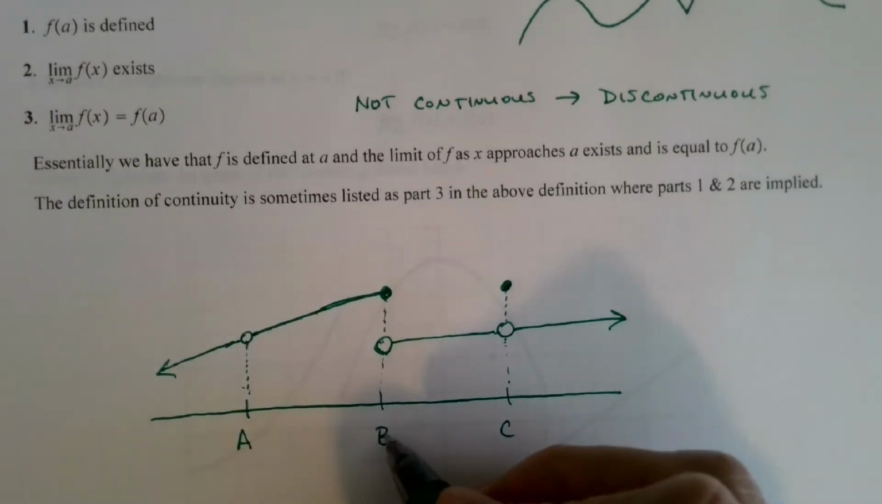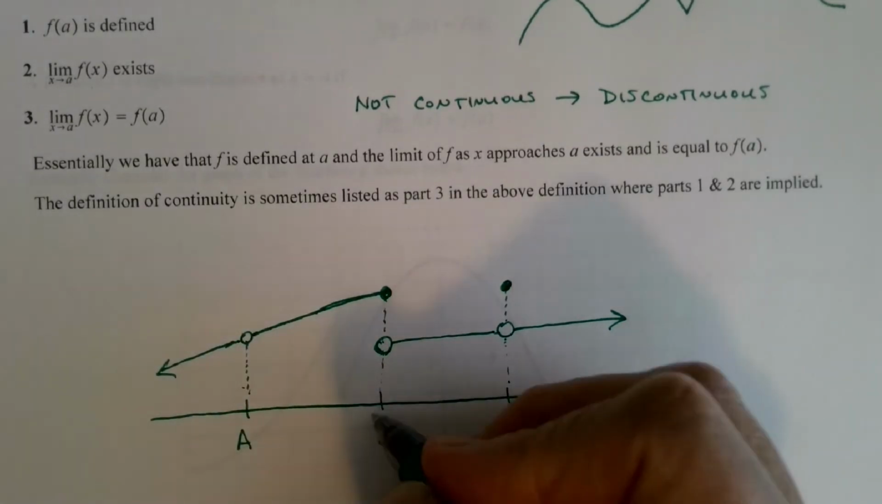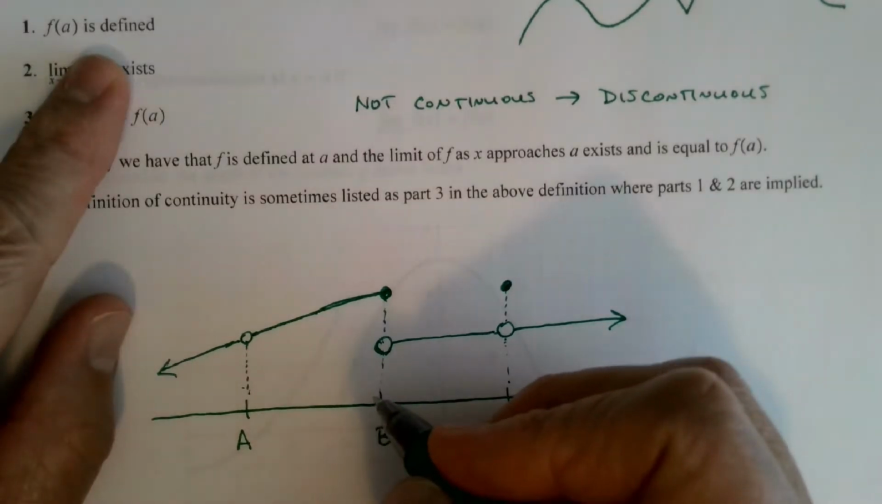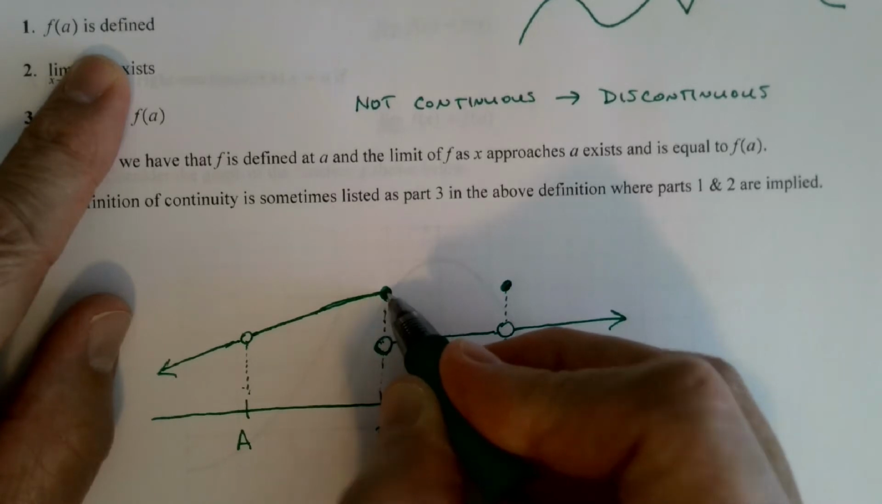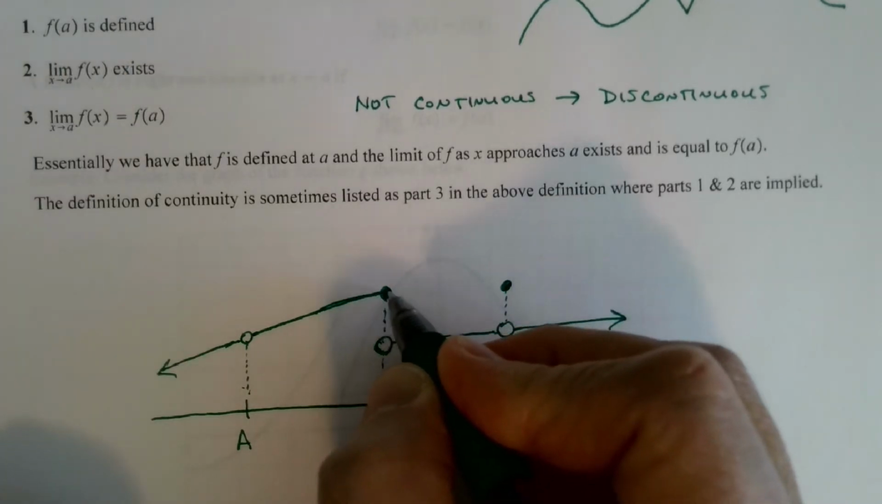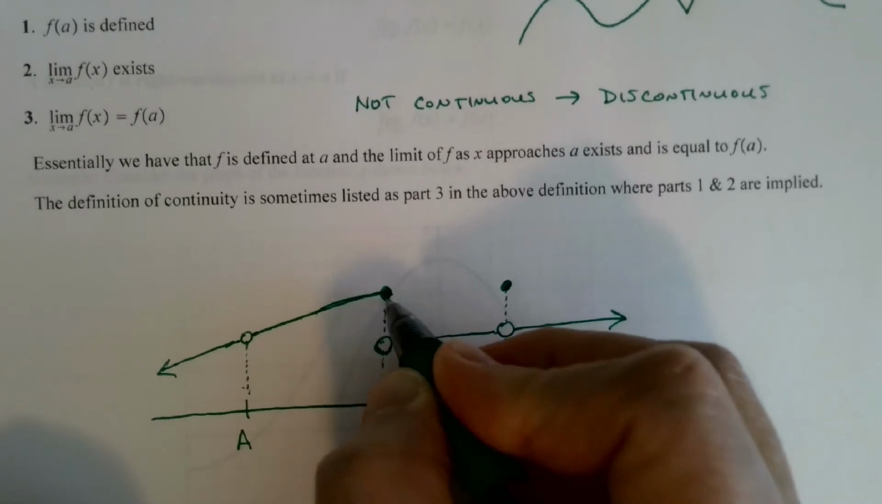It's also not continuous at b. Now the value of the function does exist at b, so we do have the function defined. If I plug in, what's the output going to be? The y coordinate of this hole. Whatever the height is here, that's the value of the function. The function is defined.